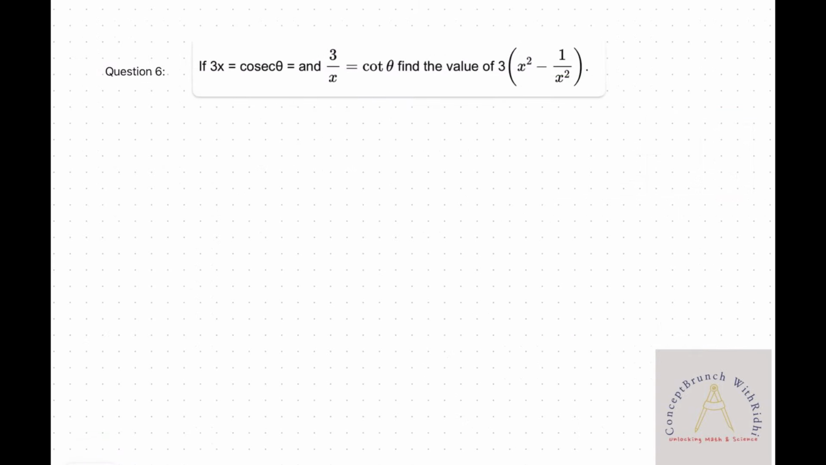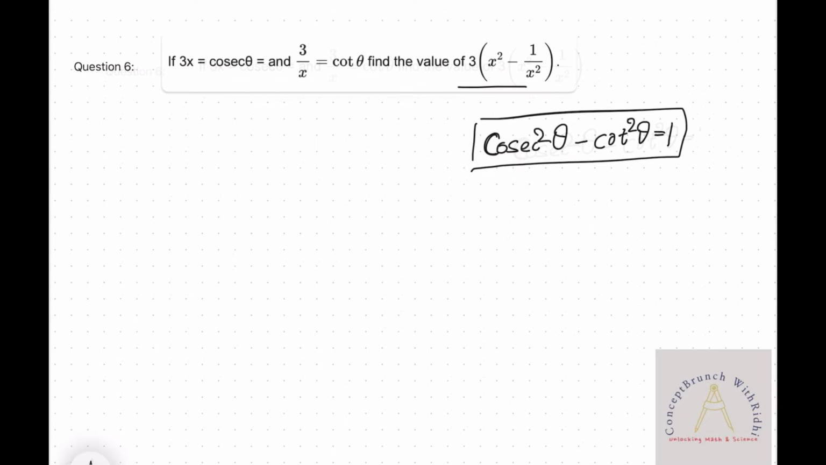This question looks tricky, right? Even this, we can say it's a tough question. Okay, so let's solve it. In this question, we are going to apply one trigonometric identity. What is that? Cosecant square theta minus cot square theta equals 1, which I'm going to explain in the trigonometric identity.